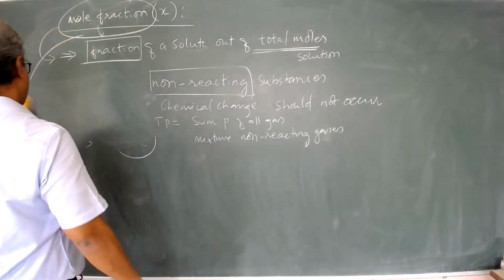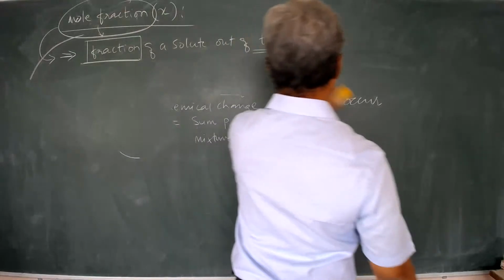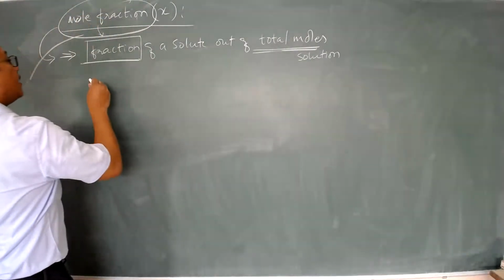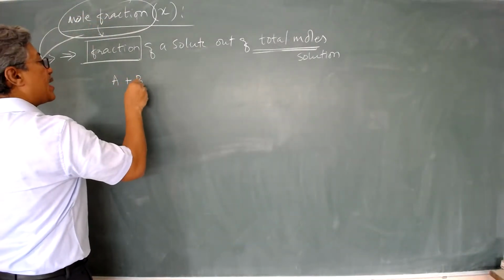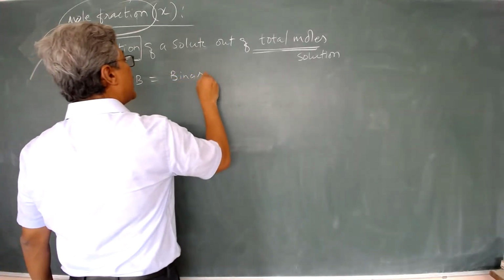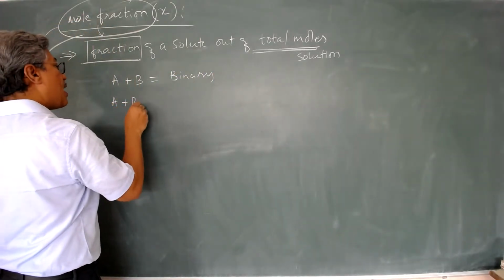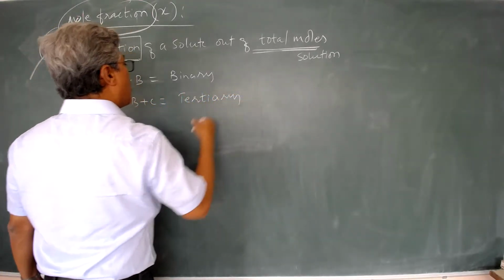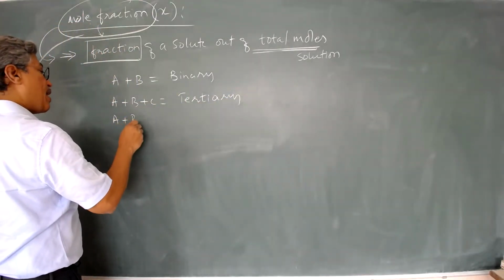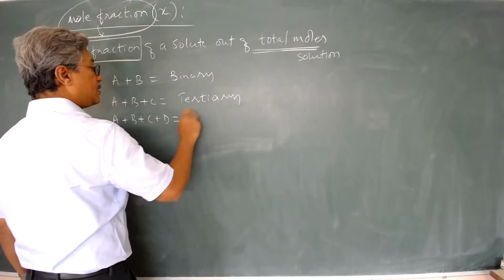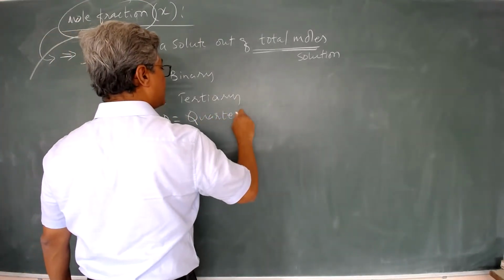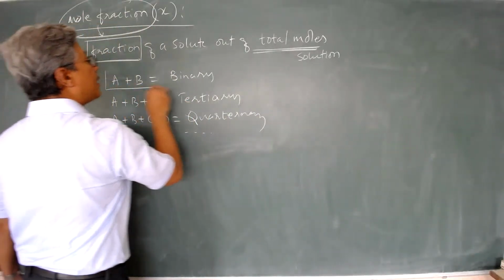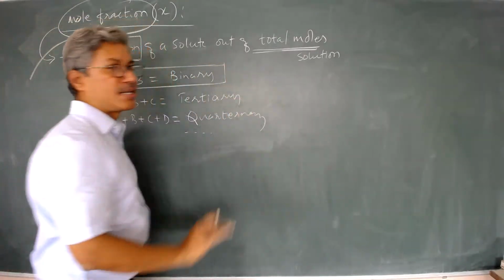Now, let us take one example and understand what it is. See, students, if A and B only are mixed, then we know that this system is binary. If A and B and C are mixed, we know that it is tertiary or ternary. If A and B and C and D are mixed, then we call it quaternary, and so on. But for our syllabus, we have only a binary system. It means only two components are mixed.